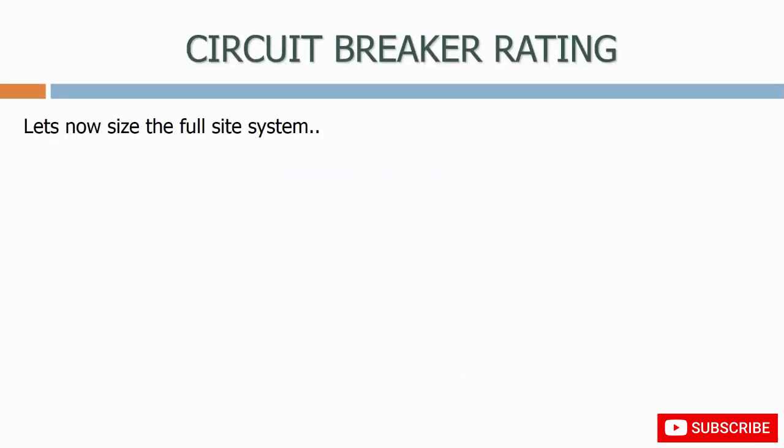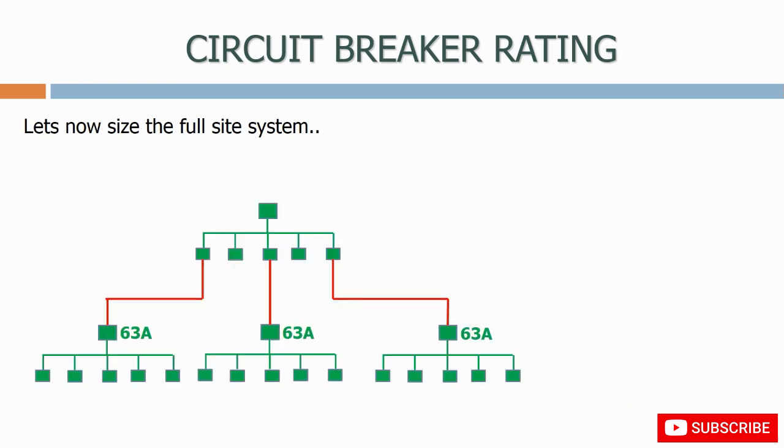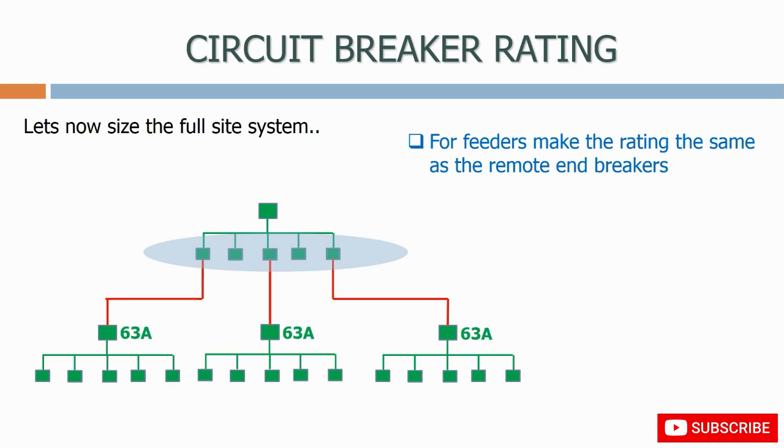Let's now size the full site system. As usual, for feeders, make the rating the same as the remote end breakers, as the current flowing into the top of the cable is equal to the current flowing out of the bottom. We therefore make the feeder breakers 63 amps.